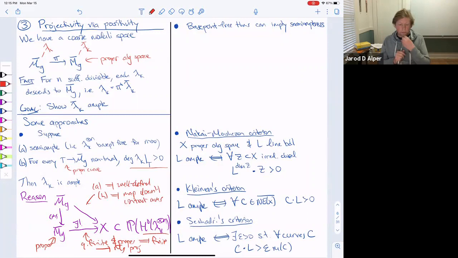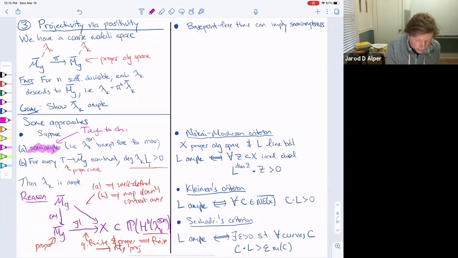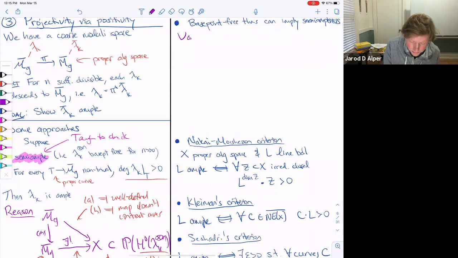Unfortunately, the semi-ampleness condition is really tough to check. I mean, this is sort of like the condition of stability in GIT. You need to show that there are enough invariant sections to separate points. And there you had the Hilbert-Mumford criterion. But in general, semi-ampleness is hard. In birational geometry, there are various base point freeness theorems that can sometimes imply semi-ampleness, and various statements that you might want to use depending on your technical hypotheses.